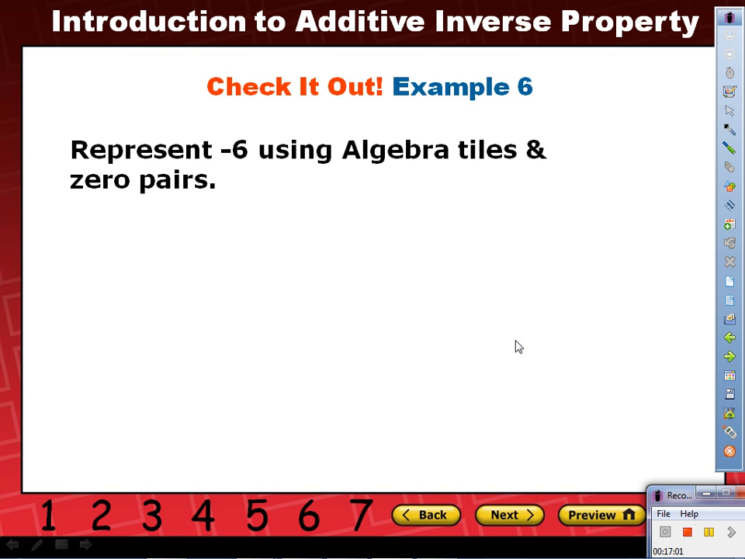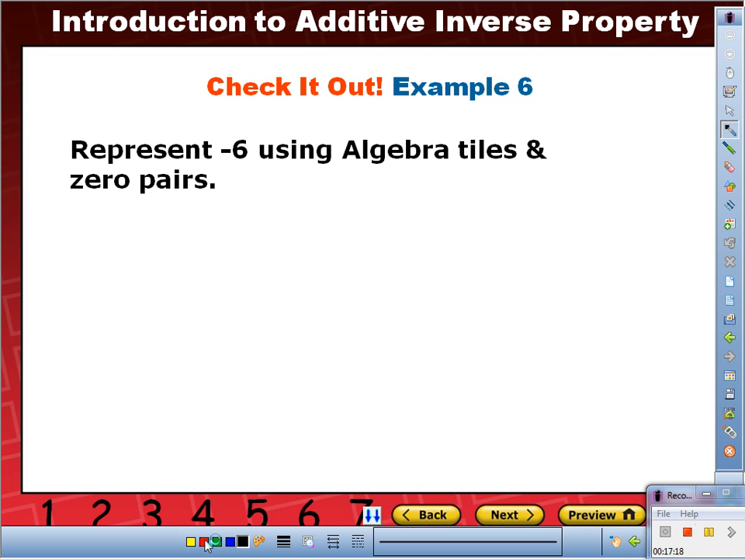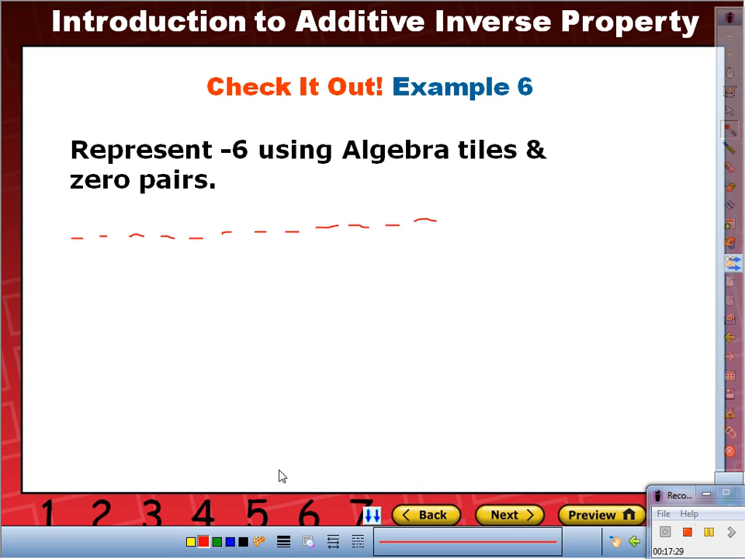All right. So it says represent negative 6 using algebra tiles and zero pairs. Who went last? Okay, pick someone. Francisco. Priscilla. Let's see. Give us your model. What'd you get? 12 negative? Whoa. 1, 2, 3, 4, 5, 6, 7, 8, 9, 10, 11, 12. 6 positives. 1, 2, 3, 4, 5, 6.